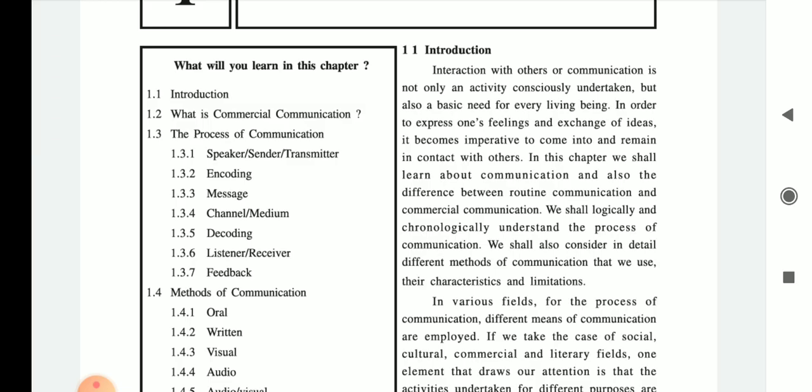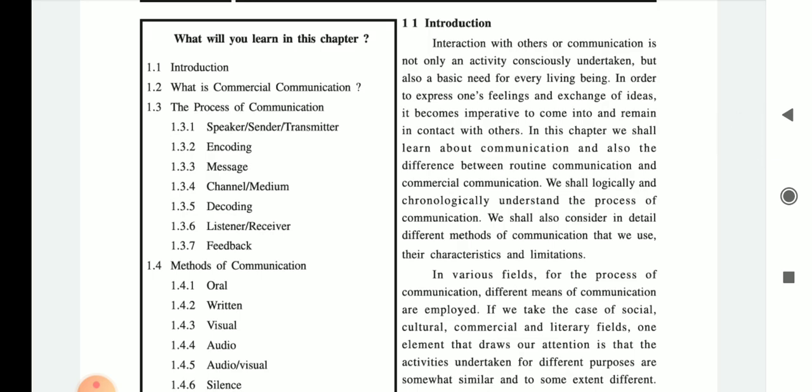See friends, the most important line for this chapter is that anyone living in this entire world has to compulsorily communicate or interact with others for the exchange of ideas as well as their requirements. Without any interaction you cannot communicate with each other, and nobody is able to do without interaction. In order to express one's feelings and exchange ideas, it becomes imperative to come into and remain in contact with others.